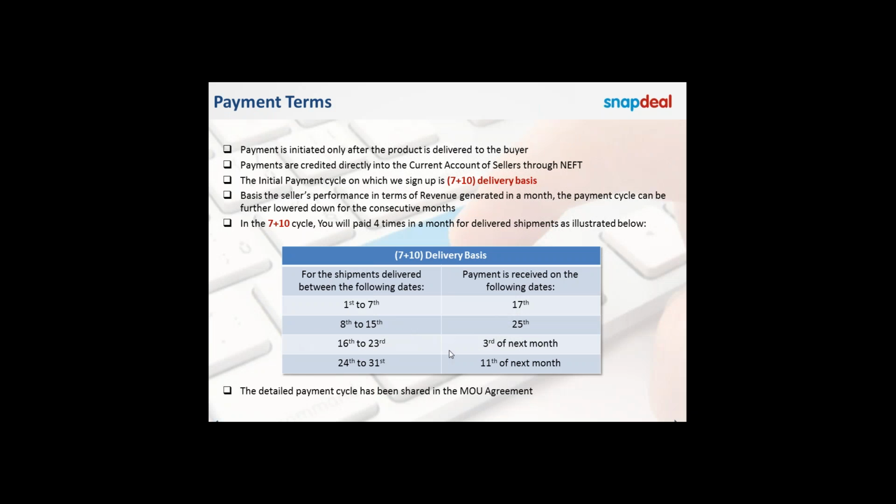Now, payment is initiated to the seller only after the product is delivered to the buyer. Our payment cycle is 7 plus 10 days basis delivery. That means if a delivery is taking place between the 1st to the 7th, its payment gets credited on the 17th. Delivery taking place between the 8th to the 15th, payment gets credited on the 25th. 16th to the 23rd, payment gets credited on the 3rd of the next month, and for deliveries from the 24th to the 31st, payment happens on the 11th of next month.